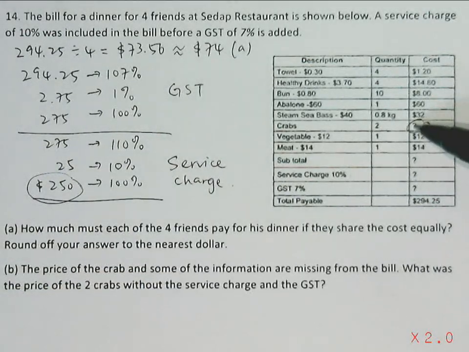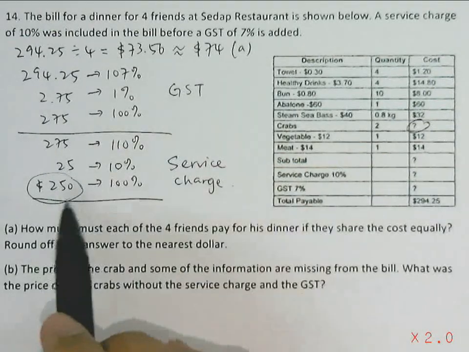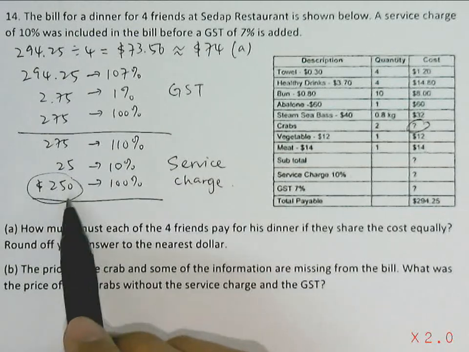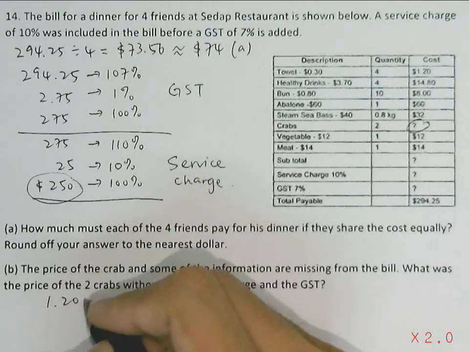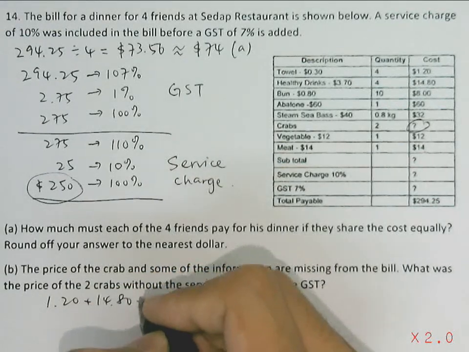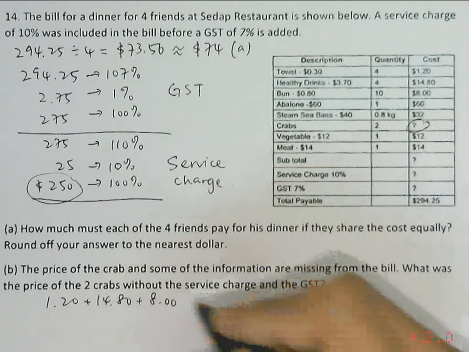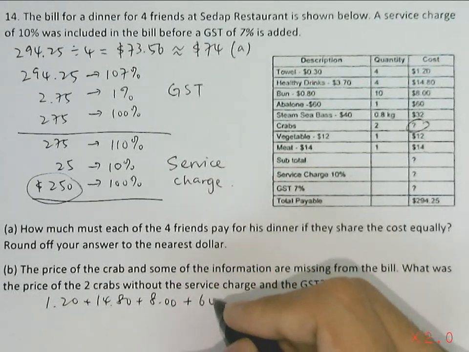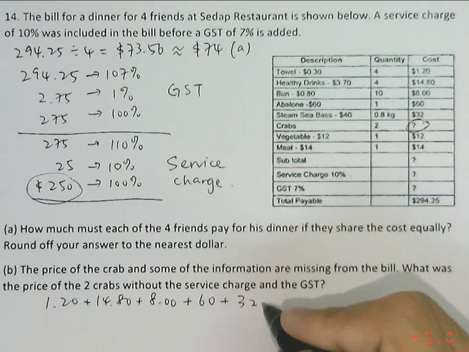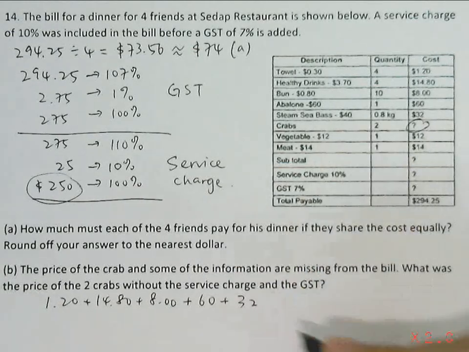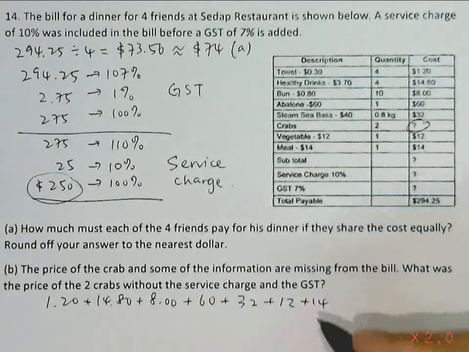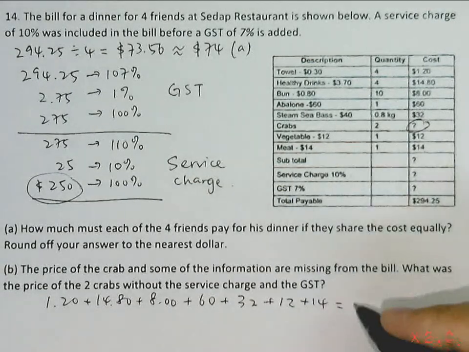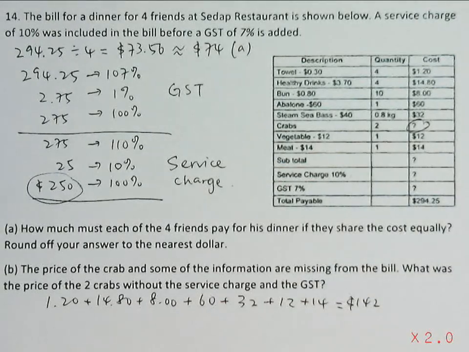Now to find the price of the crabs, the 2 crabs, we have to add up all the other purchases and then subtract it off from the total amount that we had to pay. So to add these all up, that will be $120 plus $14.80 from the healthy drinks, $8 from the bun, $60 from the abalone, $32 from the fish, and then $12 from the vegetable and $14 from the meat. So this gives a total of $142 on the other dishes.